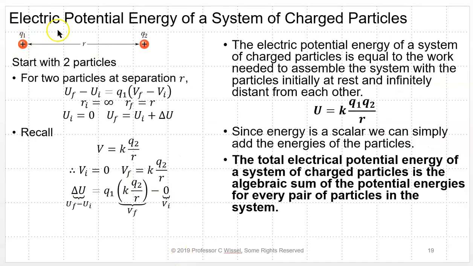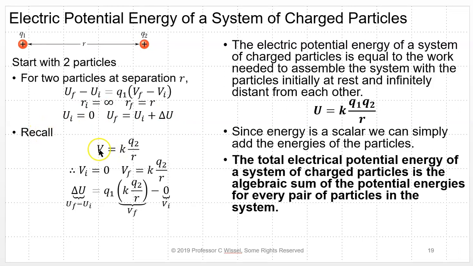Now we're going to talk about the electrical potential energy of a system of charged particles. The electrical potential energy of a system of charged particles is equal to the work needed to assemble the system with the particles initially at rest and infinitely distant from each other. So we're going to start with two particles. For two particles at a separation distance r, Uf minus Ui equals q1 times Vf minus Vi. For r initial equals infinity and r final equals r, Ui equals 0, so Uf is Ui plus delta U.